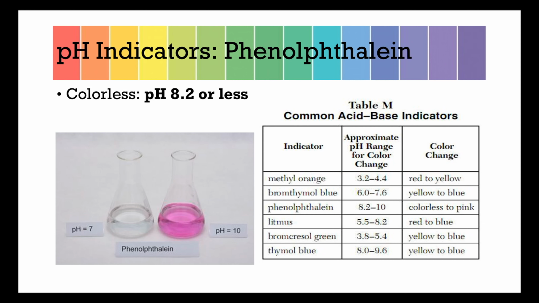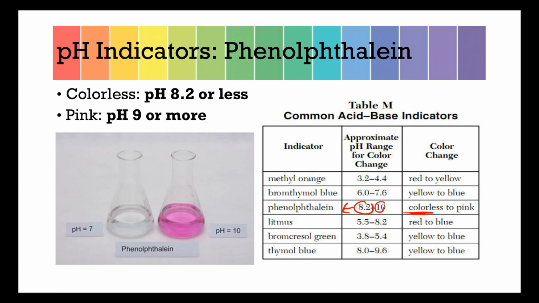Phenolphthalein is something we had briefly mentioned before. It's something you've used in Living Environment, I think. So 8.2 and lower, it's going to be colorless. Sometimes it's 9, sometimes it's 10. Indicators aren't a perfect go-to, but 9 or 10 and higher, you are pink. If you're somewhere in the middle, you're a very, very pale color.